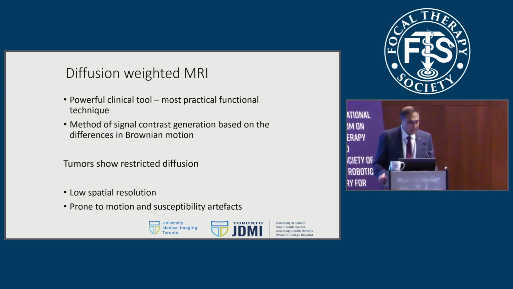So diffusion-weighted imaging, as I said, is a powerful clinical tool. It's probably the most practical functional technique. It's a method of signal contrast generation based on differences in Brownian movement. Tumors show restricted diffusion, we know that, but the problem with DWI is it's got low spatial resolution when you compare it to T2 weighted imaging, and it's also prone to motion and susceptibility artifacts, so hip prosthesis and rectal gas can really degrade the quality of your diffusion weighted imaging.